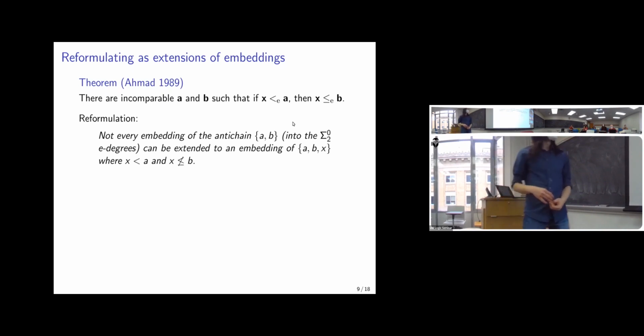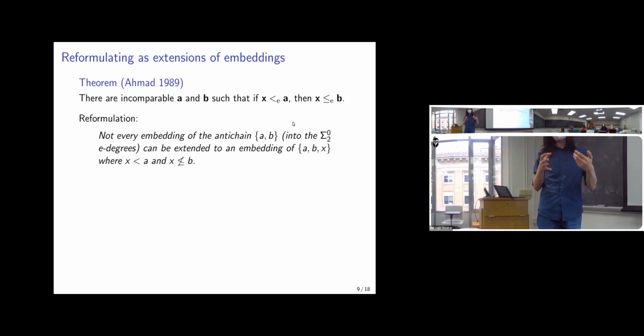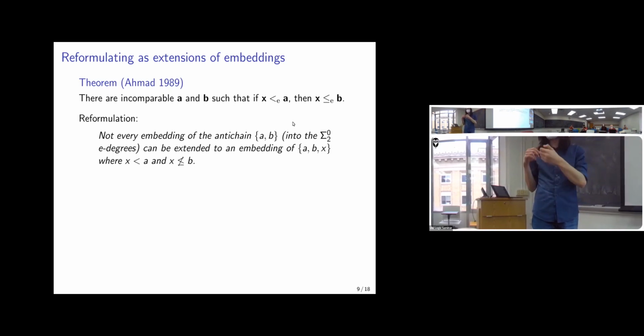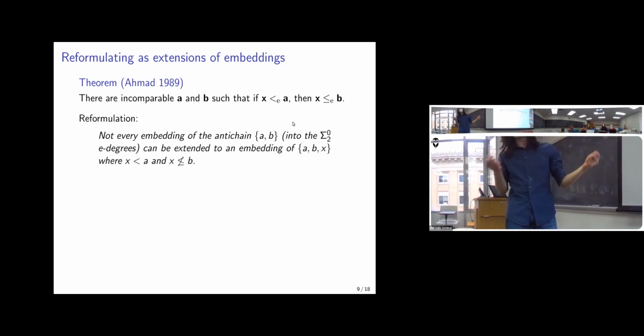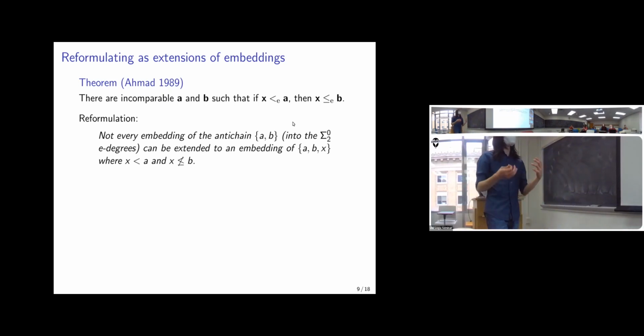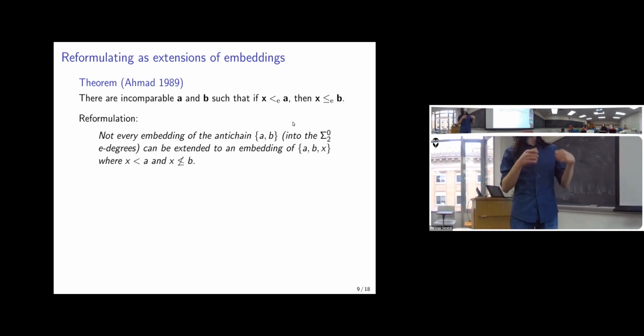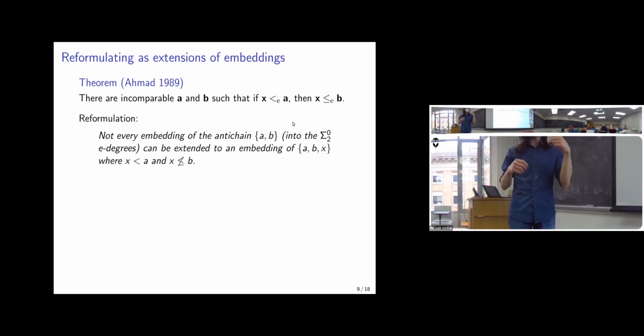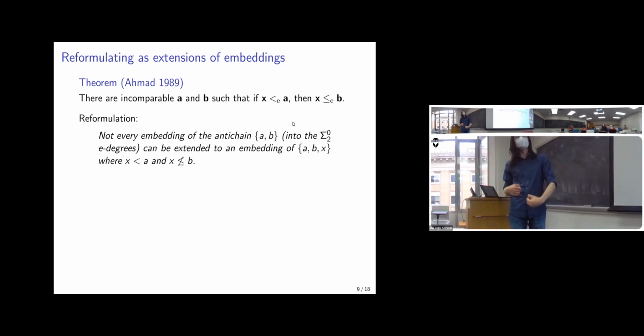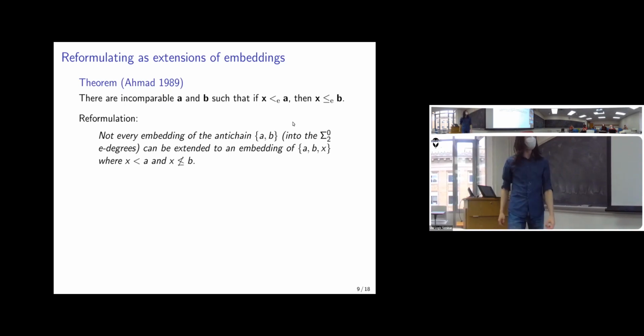What that means is, we're saying this A and B is an embedding of the anti-chain AB into the Sigma02 E degrees, because A and B are incomparable. And what Ahmad's theorem says is that not every embedding of the anti-chain AB can be extended to an embedding of the partial order ABX, where X is strictly below A and not below B. If you shuffle the logic around, these two statements are equivalent.